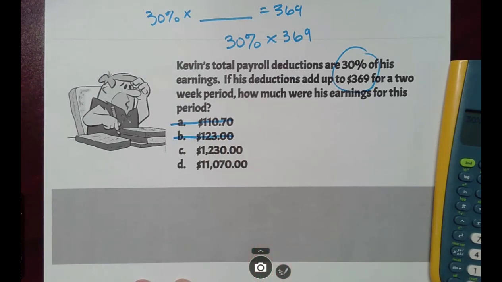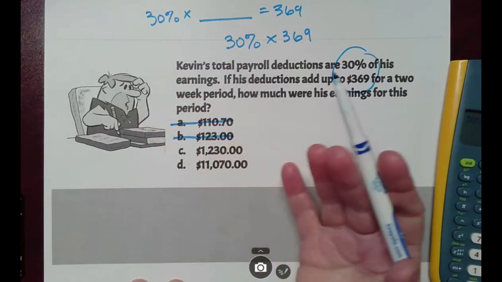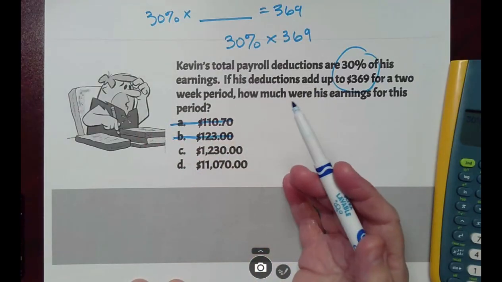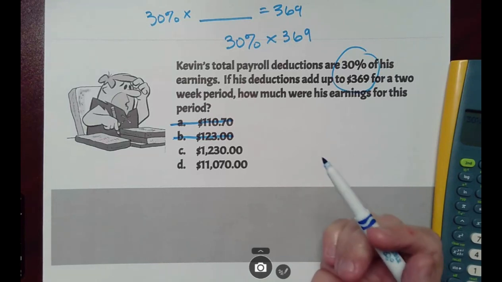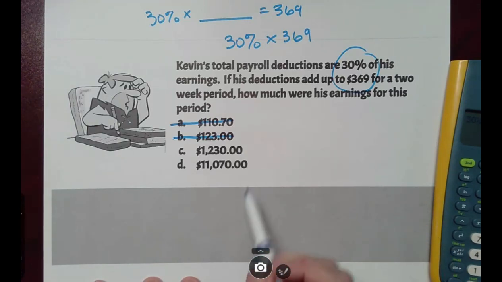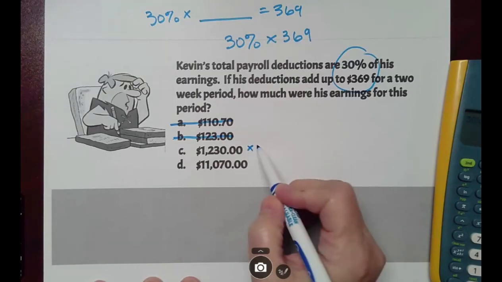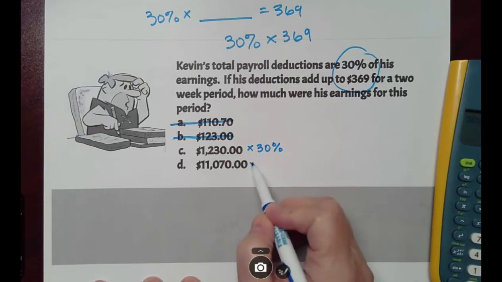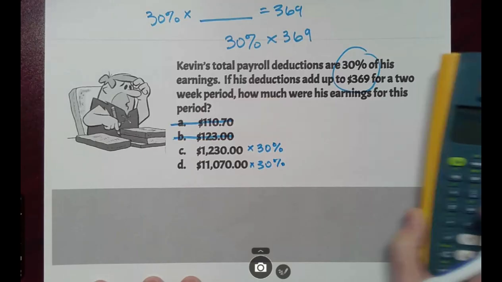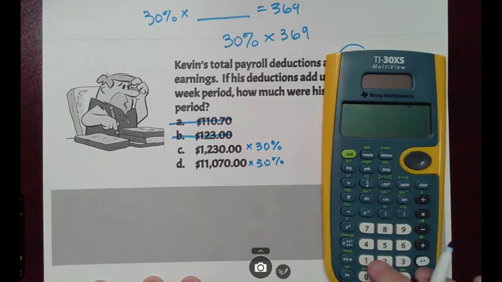Now, if I look at the other two answers, one of them seems very unreasonable. I don't know about you, but I don't make $11,000 in 2 weeks. I don't know anybody that does. I could probably eliminate that answer, but let's just look at what we can do to make sure. Since I don't know this, there is a way that we can use the calculator to figure out 30% of something equals what it is, but we have our answer choices here. I know it has to be one of these two. Let's take these two answers and multiply times 30% and see which one gives us the correct answer of $369.